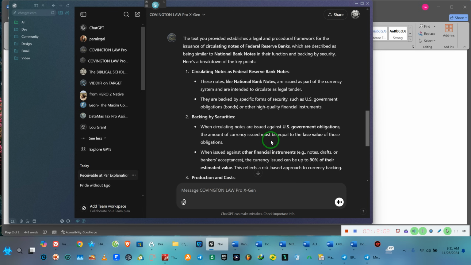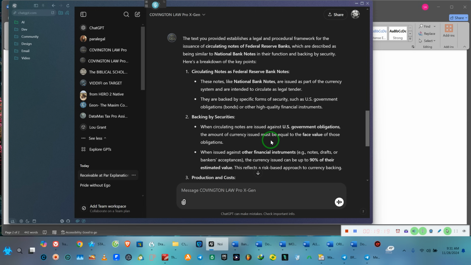See, National Bank of the United States is the Federal Reserve. Those national banks were Federal Reserve banks. So they were circulating notes of the Federal Reserve. Those are the notes that circulated within the banking system. The system knows this. He knows this.